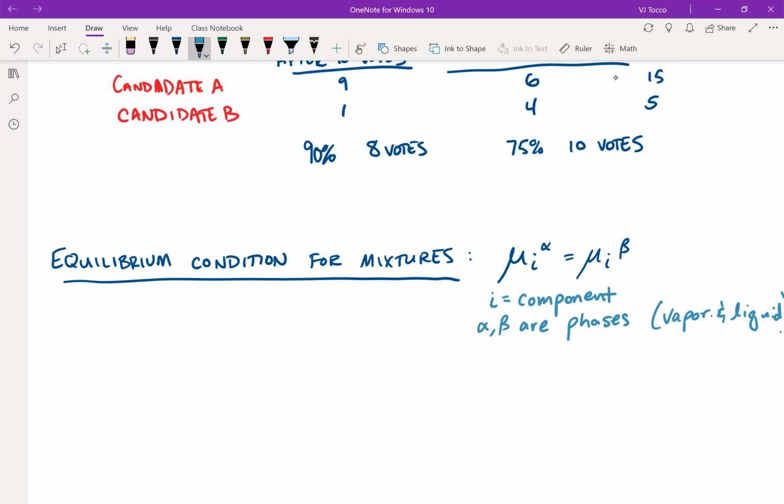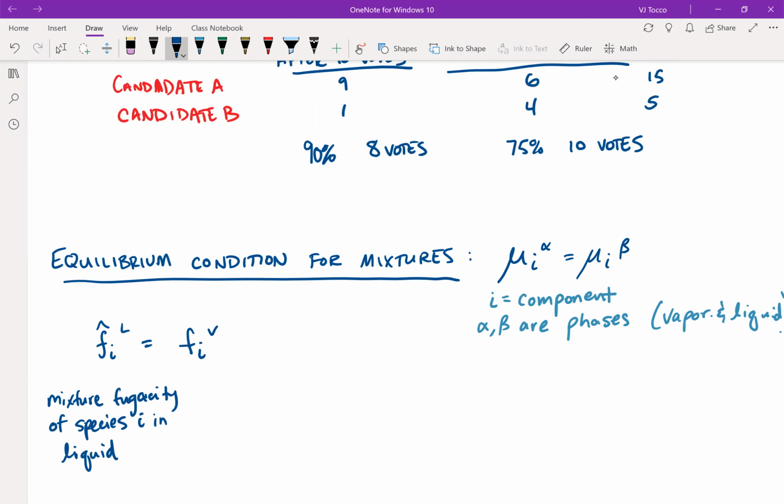You can show with a short derivation that I'm going to skip in the interest of time that this equilibrium condition can simplify to, you could just as easily say that the mixture fugacity, so remember that's F hat, mixture fugacity of species I in phase, we're going to call it liquid and vapor here. So mixture fugacity of species I in liquid must be equal to the mixture fugacity of species I in the vapor. So again, these two things are the same expression with a short derivation that I will skip.